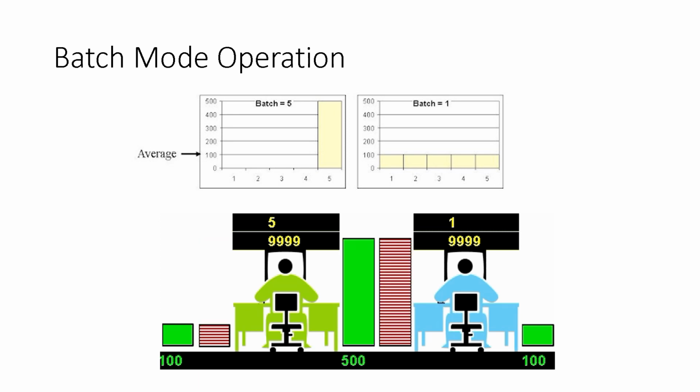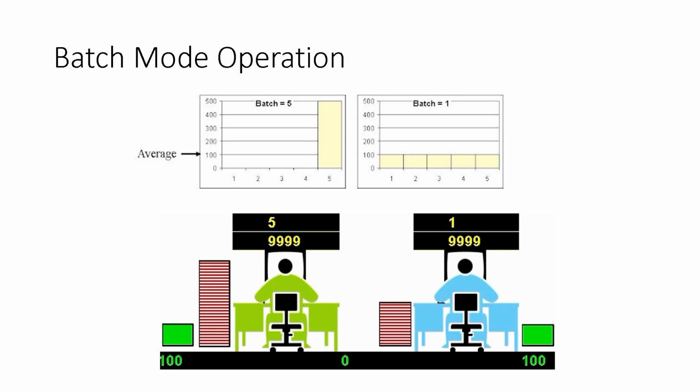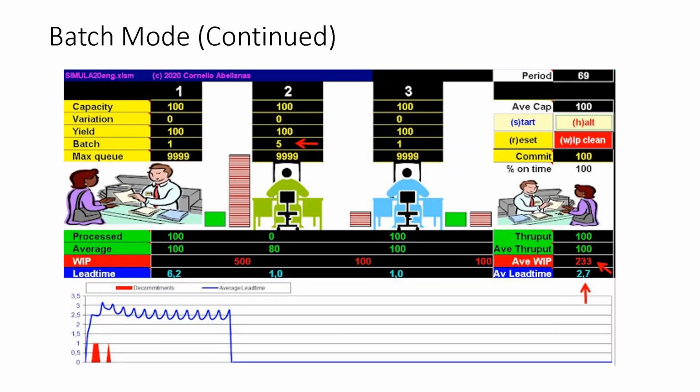A step with a batch period of 5 and average capacity of 100 will process no items during 4 of the periods and 500 items in one single period. The average will still be 100 per period. To simulate, stop simulation, reset, clear WIP, set step 2 batch to 5, and start simulation.